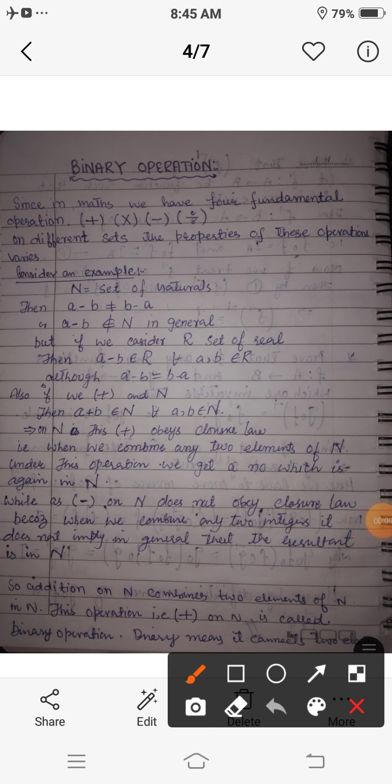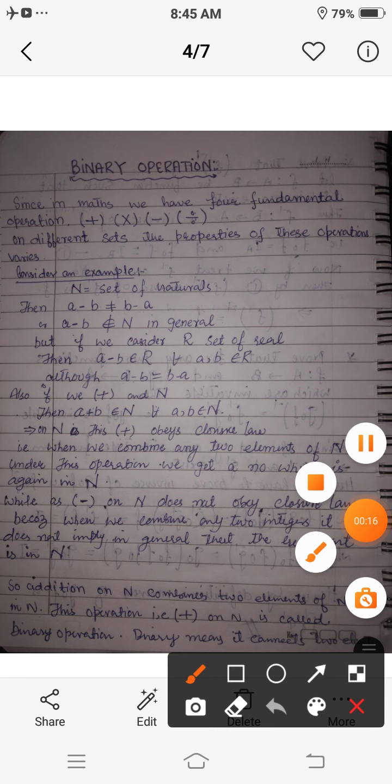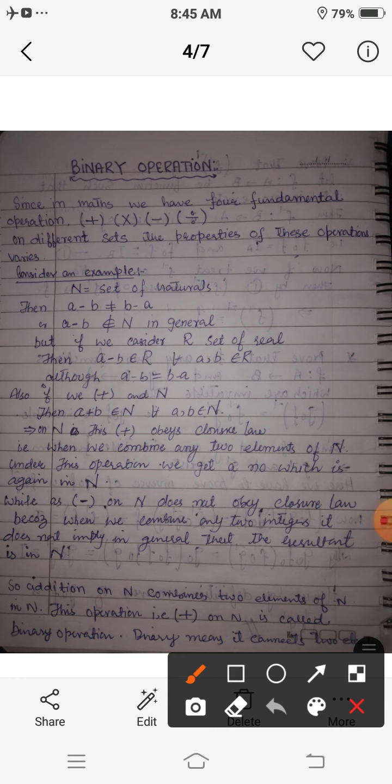Since we know that in mathematics we have four fundamental operations, or four basic operations, which are subtraction, addition, multiplication and division. But when we consider these four fundamental operations on different sets, the properties of these operations vary.